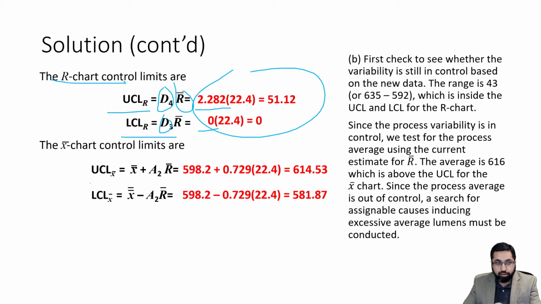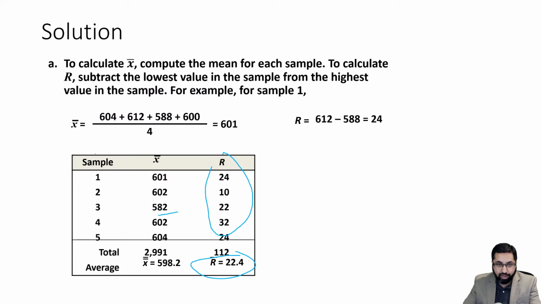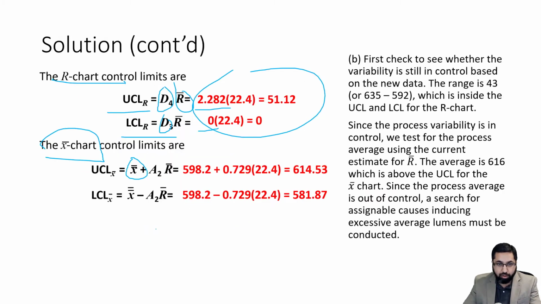Then I get my upper and lower control limits for the R chart. Then for my X bar chart, I have to find X bar bar, which is the average of the 5 averages. Of these 5 averages, this is the average. That's X bar bar. And R bar is the same R bar I put here, 22.4, the average of the 5 ranges. A2 comes from that table. Plug and chug, you get the upper and lower control limits.